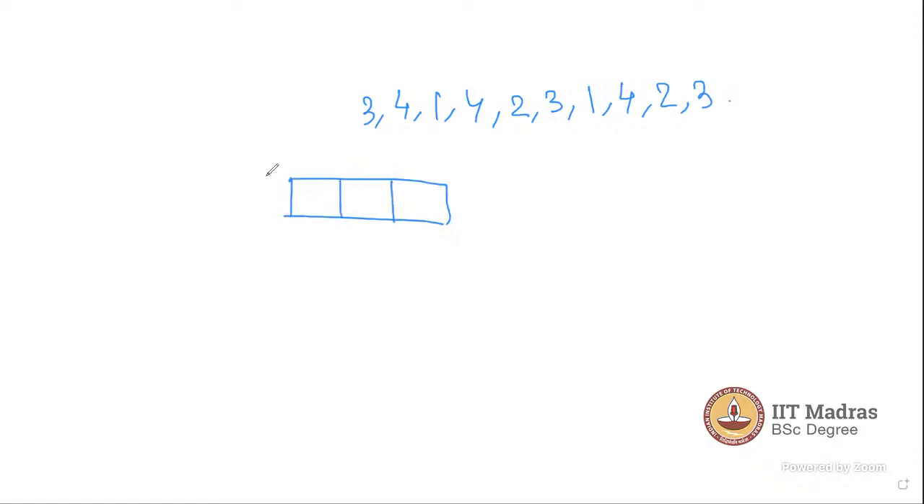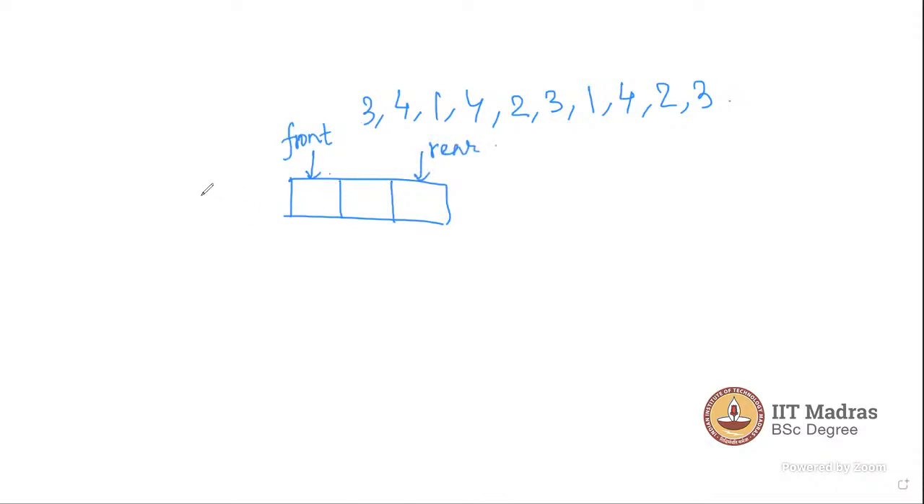Okay. Can anyone tell what are the entries? So I think 4 is there. The entries are 3, 4, 1, 4, 2, 3, 1, 4, 2, 3. Right. So this is the queue. This is the front and this is the rear.